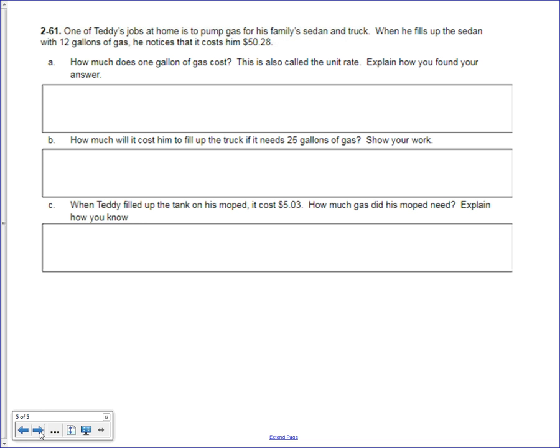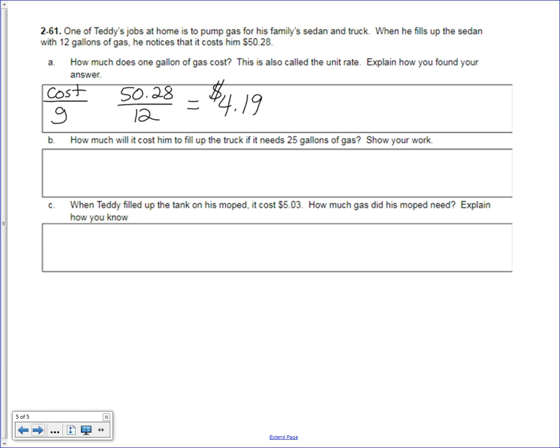And our last problem had to do with Teddy, and one of his jobs is to pump gas for his family. When he fills up the sedan with 12 gallons of gas, he noticed it cost him $50.28. So this is how much does 1 gallon of gas cost? So we're going to do the cost over gallons. So we would do 50.28 divided by 12, which gives us about $4.19. And showing your work is enough to explain.